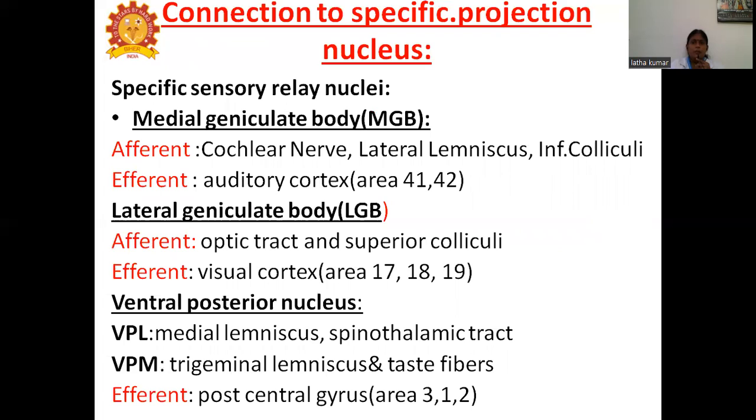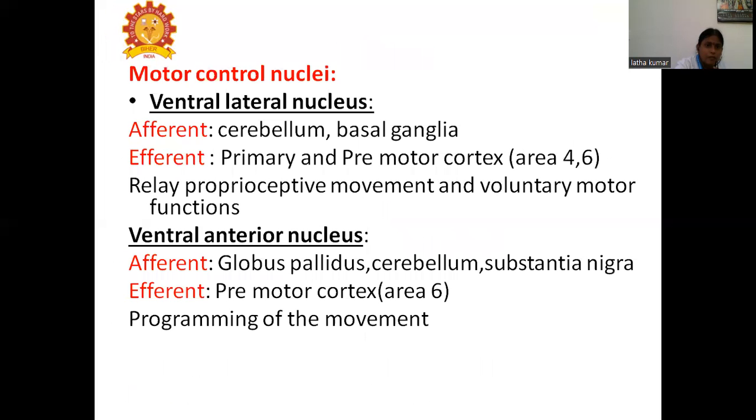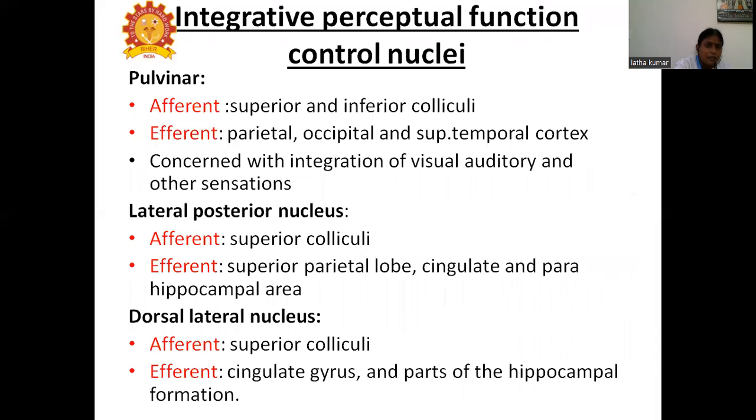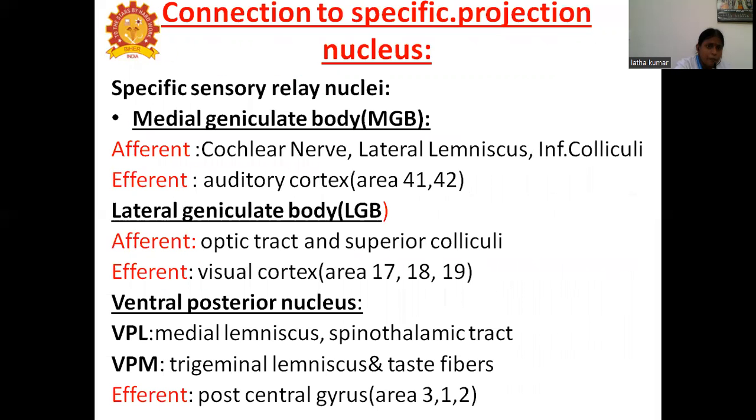Next one, connections to the specific projection nuclei. These nuclei receive specific sensation and project to specific portions of the neocortex and limbic system. Depending upon the type of sensation, the specific projection nuclei can be divided into four groups: specific sensory relay nuclei, motor control nuclei, visceral efferent control nuclei, and integrative perceptual function control nuclei.